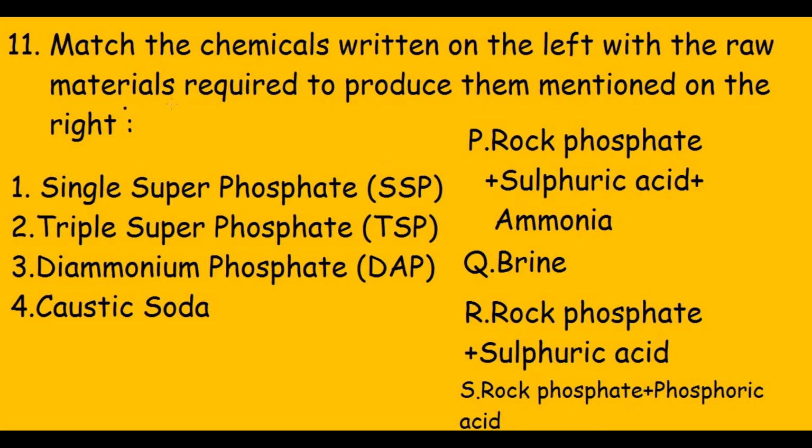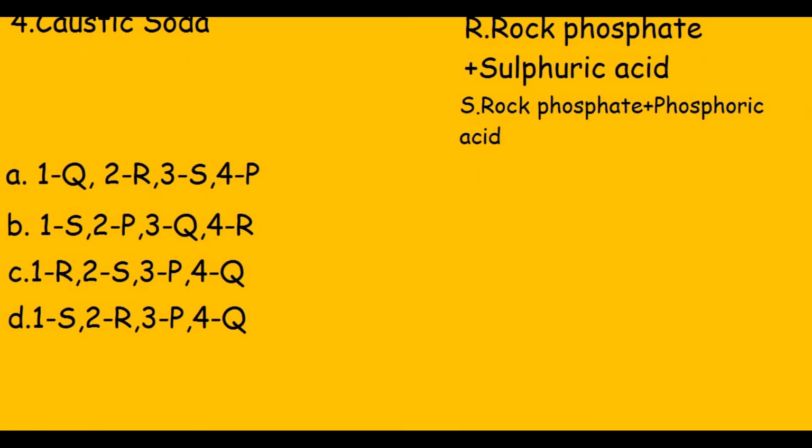This video is part 2 of the CPT question solving from GATE. This 11th question says to match the chemicals written on the left with the raw materials required to produce them mentioned on the right. On the left they have given single superphosphate, triple superphosphate, diammonium phosphate and caustic soda. And on the right we have these options. So let's see how we can select the correct option with minimum time.